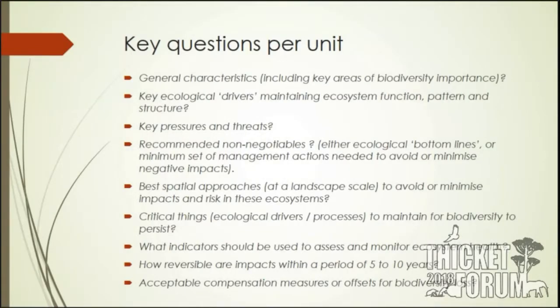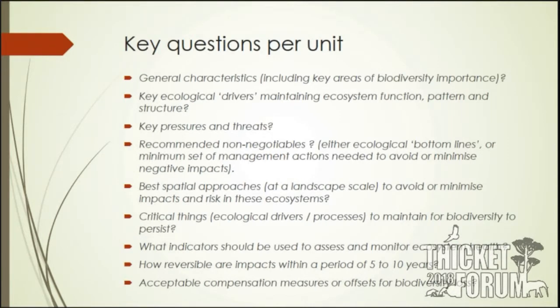All right, so for each of those units, in order to come up with guidelines, we had to ask a number of questions, and we put these questions out to the key stakeholders, and they've come back to us with various responses. But these are the key questions we're trying to answer for each unit. So, what the general characteristics are, the key ecological drivers, pressures and threats, recommended non-negotiables, spatial approaches for minimizing impacts and risks to these ecosystems, critical things for maintaining biodiversity, indicators, reversibility of impacts, and acceptable compensation measures. So there's a lot of stuff you can shove into those questions.